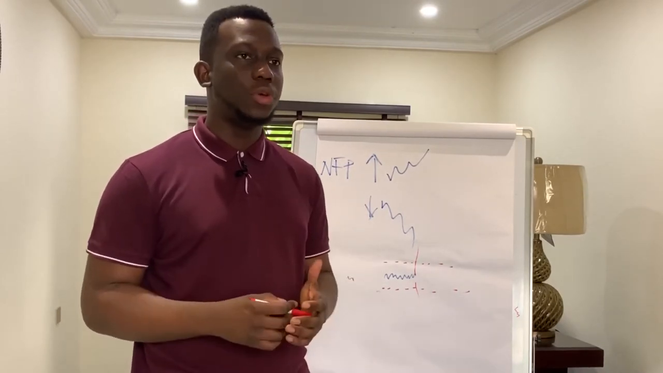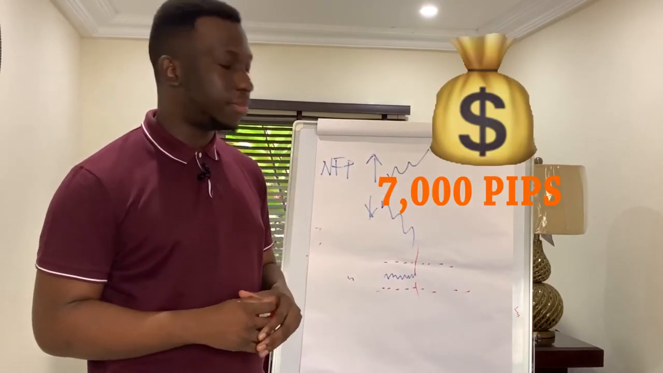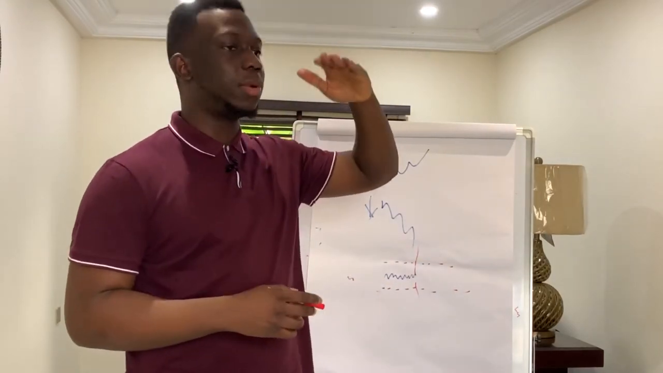Now, just imagine if you are trading $50 a point, that's $7,000 right there. That's a lot of money, okay? So I said to myself, I'm going to set a buy order right above the market and I'm going to set a sell order.